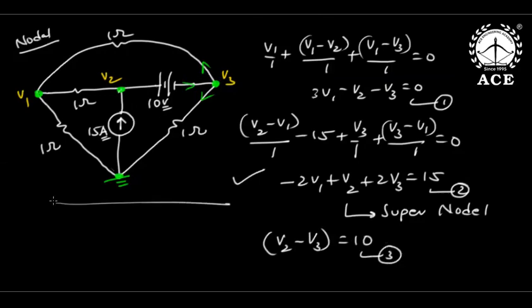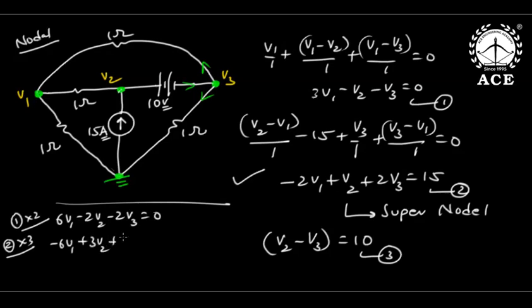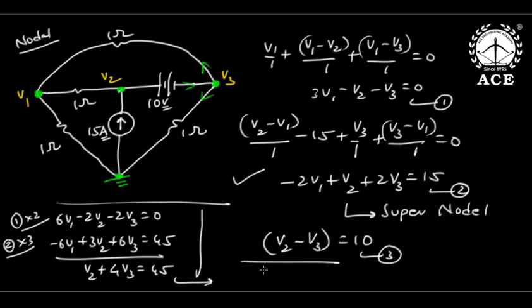From this 3, let us solve. Now if you observe carefully, first equation into 2: 6V1 minus 2V2 minus 2V3 equal to 0. Second equation into 3 is minus 6V1 plus 3V2 plus 6V3 equal to 45. Now if you add, V2 plus 4V3 equal to 40. Now if I add these two, or subtract this minus this, 5V3 equal to 35. V3 is 7 volts.